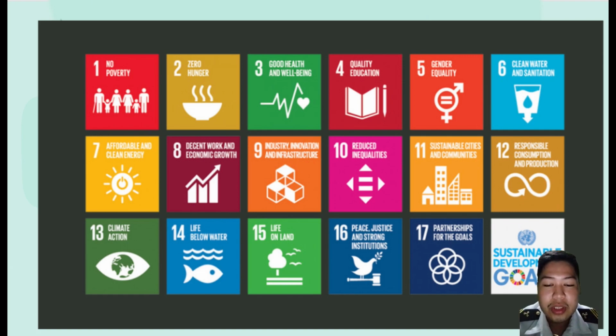Quality education: ensure inclusive and equitable quality education and promote lifelong learning for all. Gender equality: achieve gender equality and empower all women and girls. Clean water and sanitation: ensure availability and sustainable management of water and sanitation for all. Affordable clean energy: ensure access to affordable, reliable, sustainable, and modern energy for all.